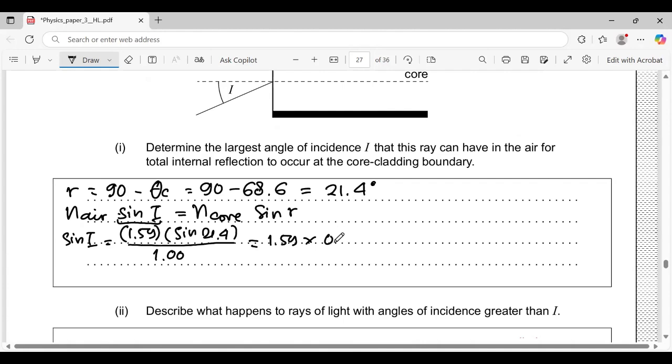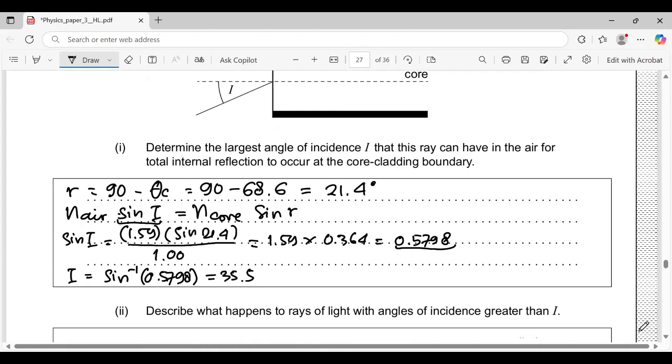If you calculate, the result is 1.59 times 0.364 divided by 1, and it equals 0.5798. Now we're going to find I. I equals arc sine, or sine to the power minus 1, of 0.5798. If you calculate, the result is 35.5 degrees. This is the largest angle of incidence, I.